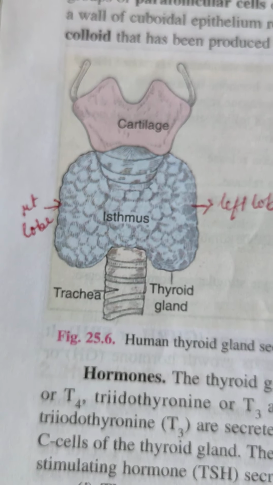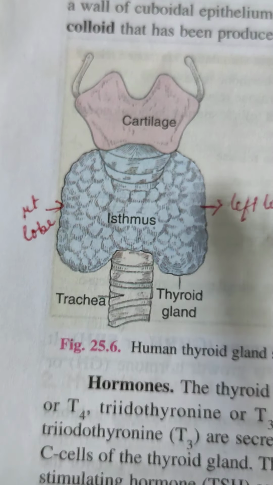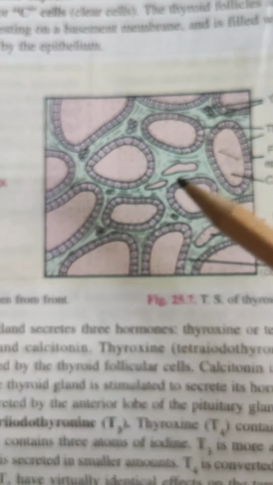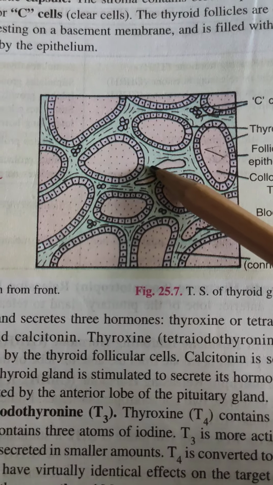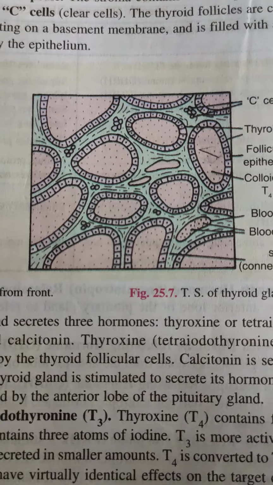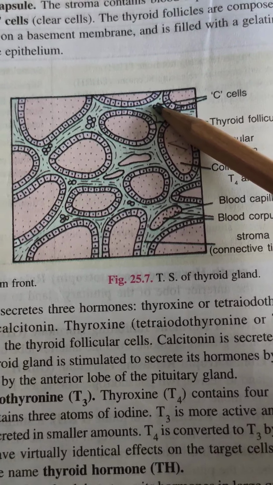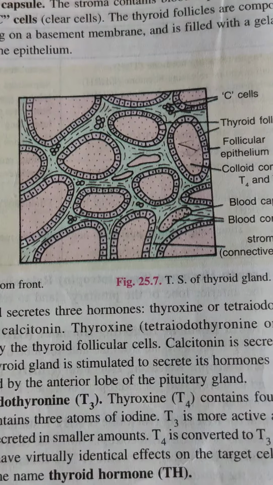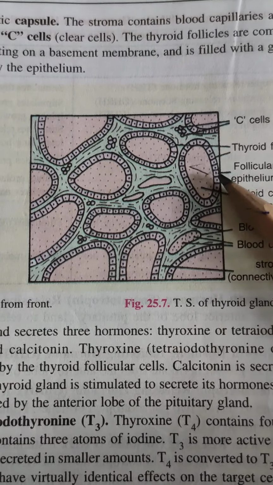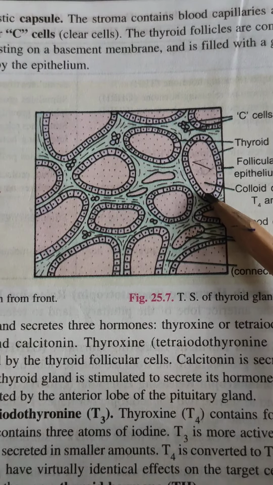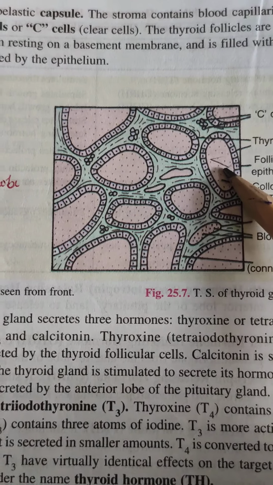The thyroid gland is made up of follicle cells which are held together by connective tissues called stroma. The stroma contains blood capillaries and small groups of parafollicular cells, also known as C cells. The thyroid follicles are composed of a wall of cuboidal epithelium resting on a basement membrane and are filled with a gelatinous colloid.